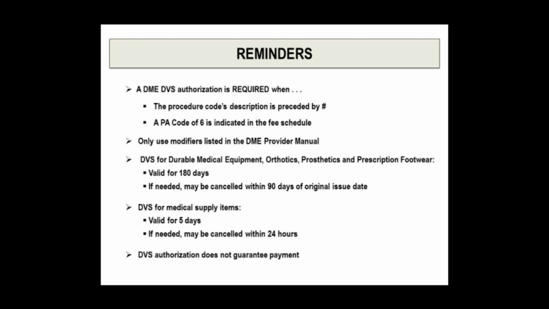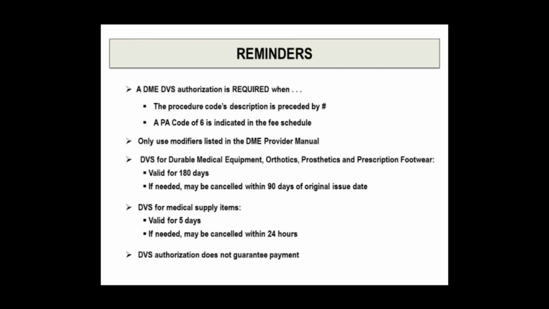Some key points and reminders when requesting a DVS authorization for durable medical equipment. A DME DVS authorization is required when the procedure code's description is preceded by a # or a hashtag, or a PA code of 6 is indicated in the fee schedule. Only use modifiers listed in the DME provider manual. DVS authorizations for durable medical equipment, orthotics, prosthetics, and prescription footwear are valid for 180 days and, if needed, may be canceled within 90 days of the original issue date.